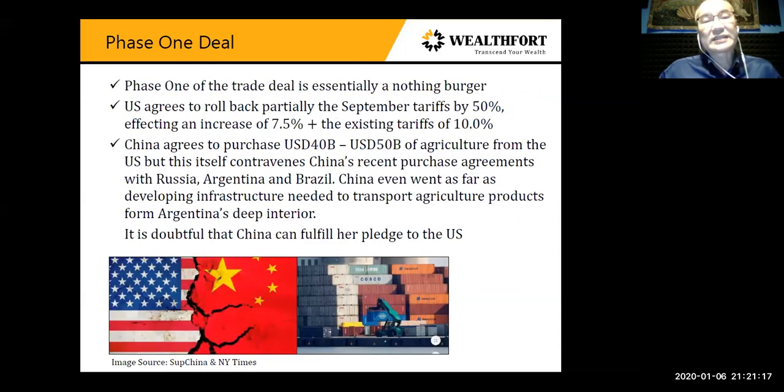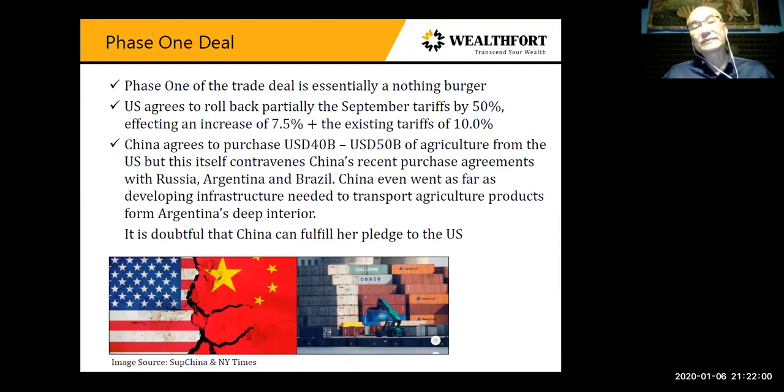So a bit on the phase one deal. Now, phase one of the trade deal is essentially a nothing burger. Okay, that's what I believe. US agrees to partially roll back the September tariff by 50%, effecting an increase of just 7.5% plus existing tariffs of 10%. China agrees to purchase 40 to 50 billion of agriculture product from the US, but this itself contravenes China's recent purchase agreements with Russia, Argentina, and Brazil. China even went as far as developing infrastructure needed to transport agriculture product from Argentina's deep interior. Now, it is doubtful that China can fulfill a pledge to the US.